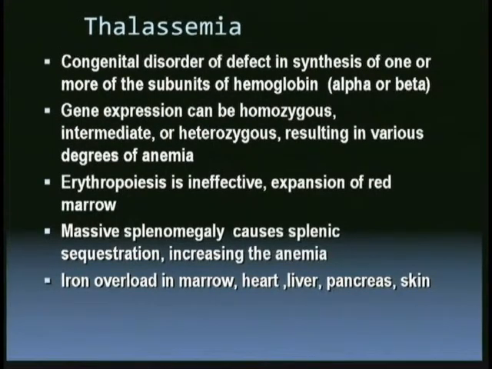Thalassemia is a congenital disorder that has a variable expression, whether the patient is homozygous or heterozygous, so you can have a variable appearance of the disease on MRI. The erythropoiesis is ineffective, so the patients have expansion of the red marrow. They present with massive splenomegaly, and this splenomegaly causes splenic sequestration, and therefore increases the anemia. And they also have iron overload in the heart, the liver, the pancreas, and the skin.